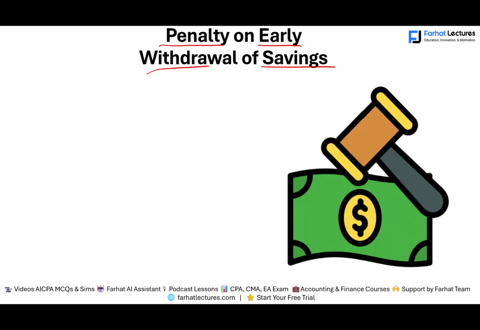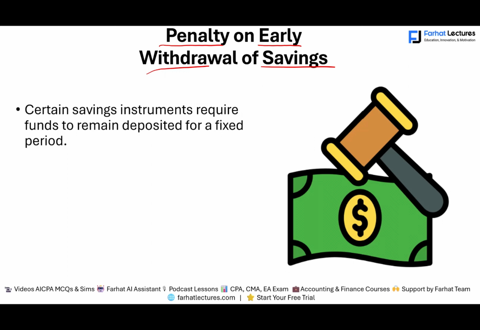Well, here's how it works. When you deposit your money in a savings account, you are expected for some accounts to deposit your money for a fixed period of time. So let's assume you wanted to invest $5,000, $10,000, $100,000. The bank will give you a certain interest rate as long as you lock in that investment. Lock in means you cannot take it out. The funds remain deposited for a period of time.